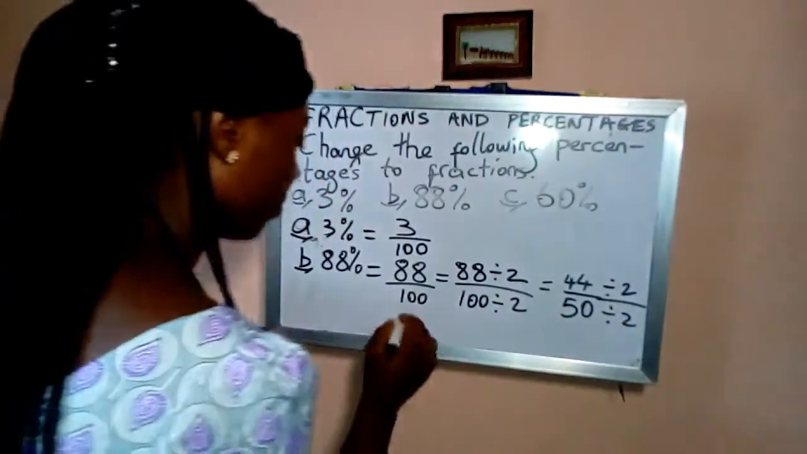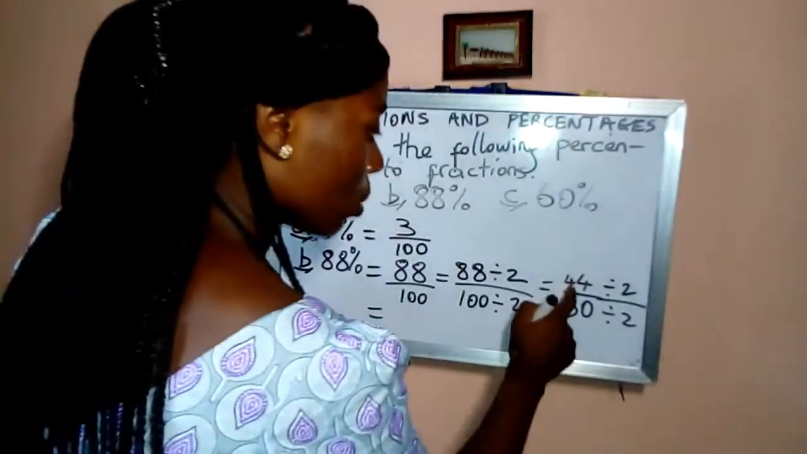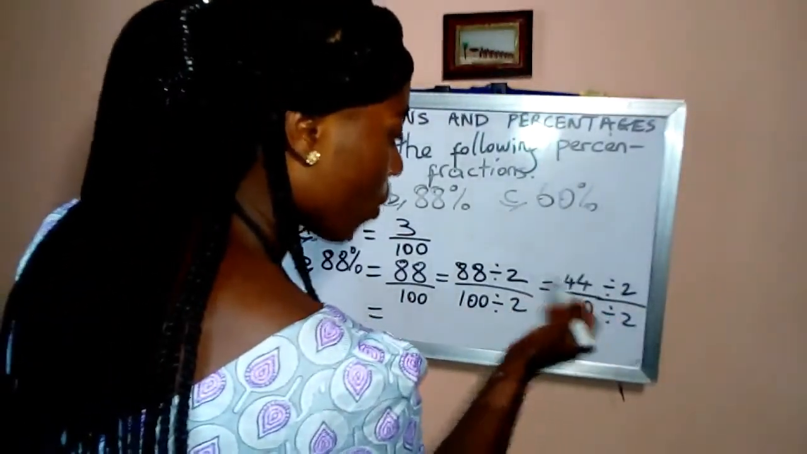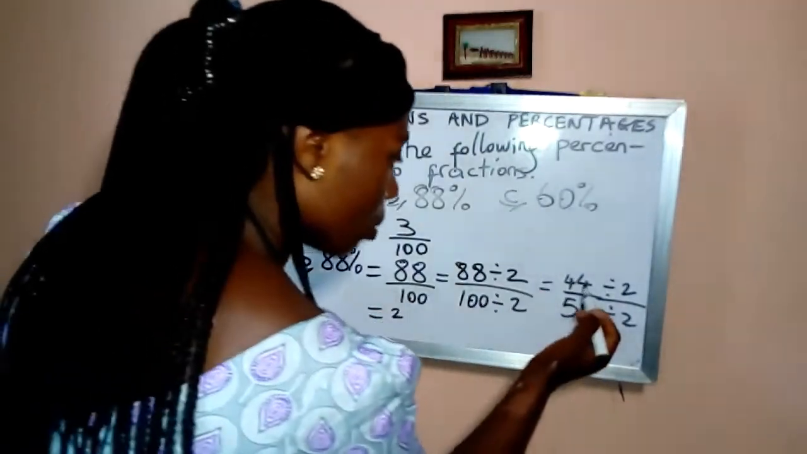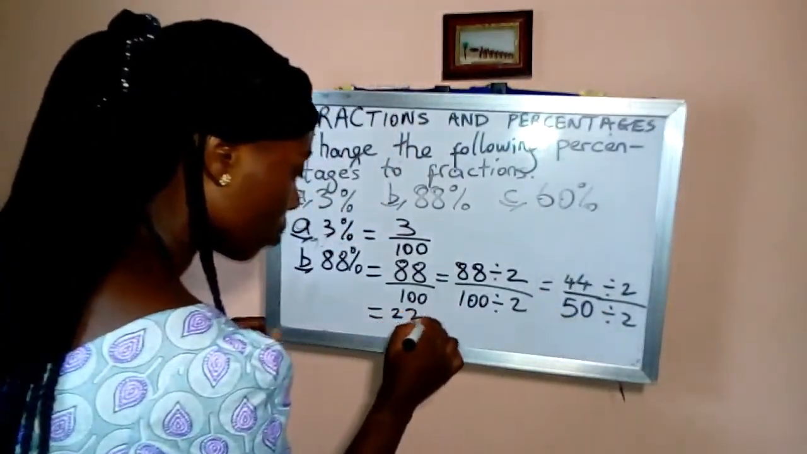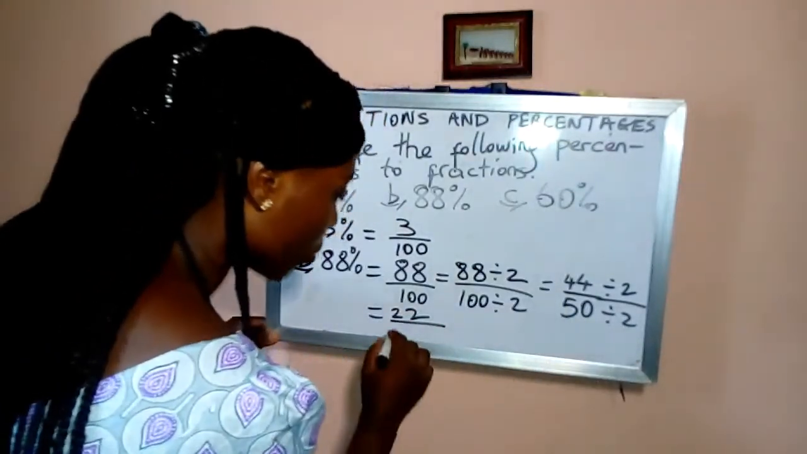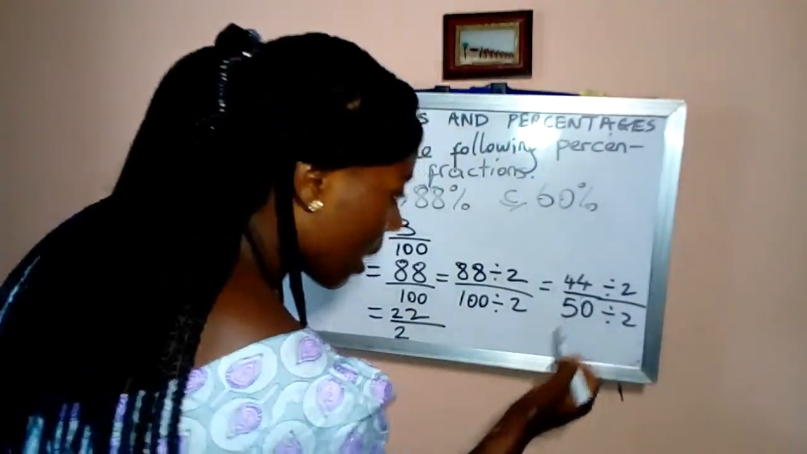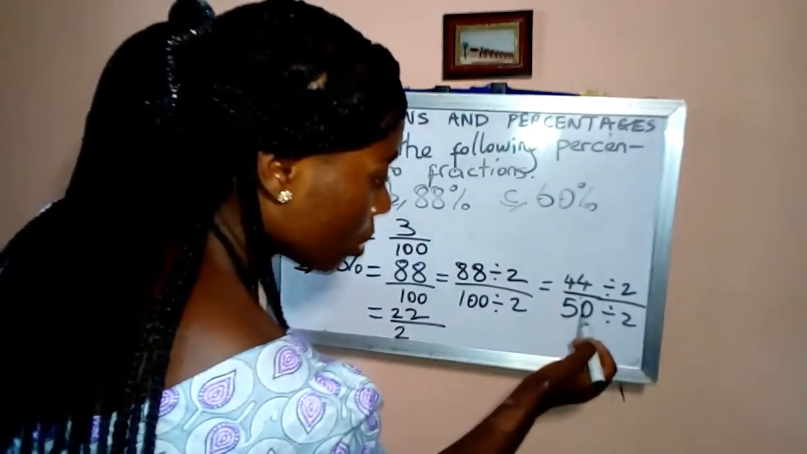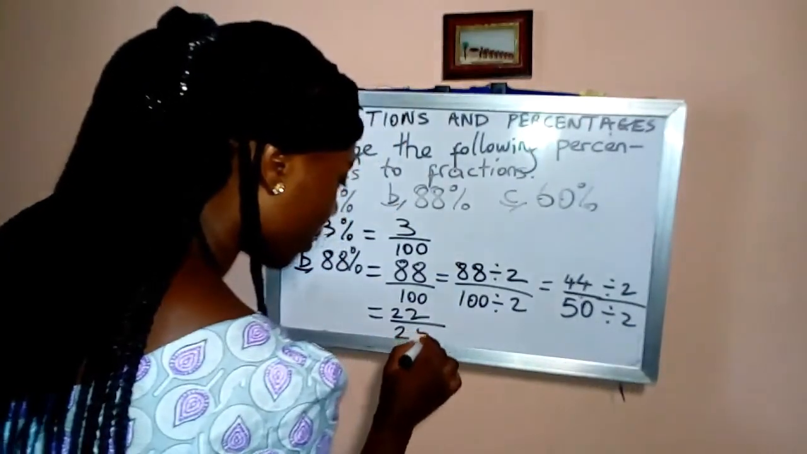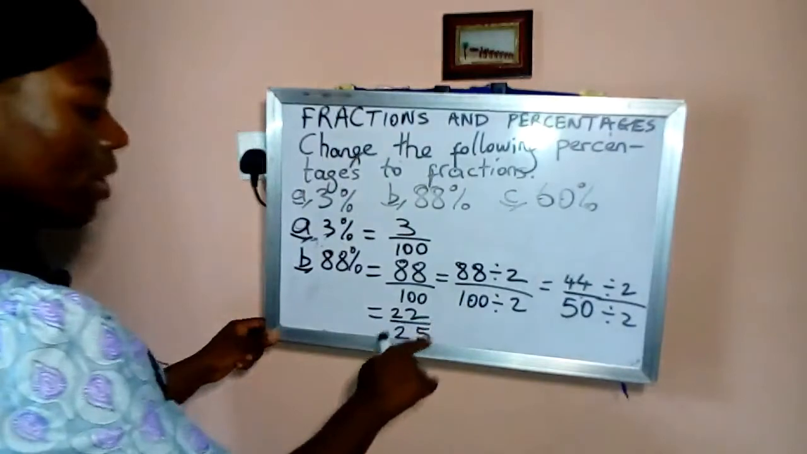Divide by 2. 2 into 4 gives 2. 2 into 4 gives 2. All over 2 into 5 gives 2, remainder 1, which I can put here. So this becomes 10. 2 into 10 gives 5. So I have 22 over 5.